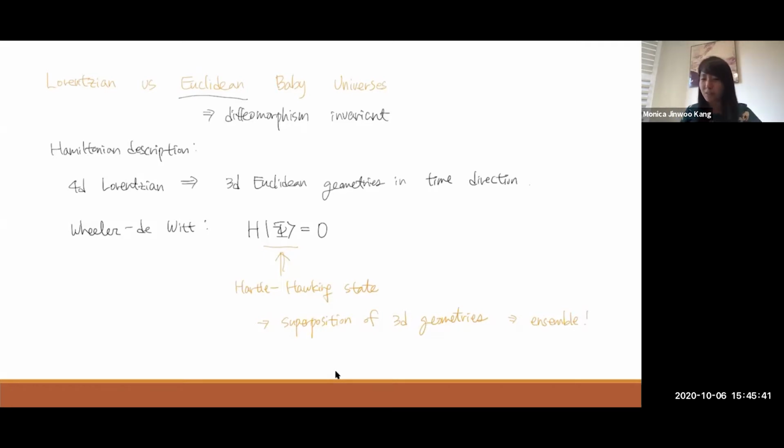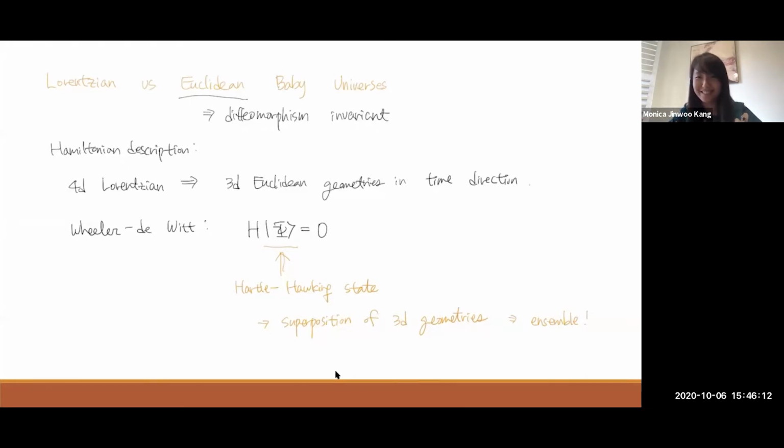where traditionally we have the Hartle-Hawking state going through the Wheeler-DeWitt equation to annihilate the Hamiltonian, so that you're considering the superposition of 3D geometries coming from this Hartle-Hawking state. So in turn, it's kind of an ensemble of a theory, which we'll come back to near the end of the talk. And here, as I want to emphasize, we have diffeomorphism invariance coming from this theory.